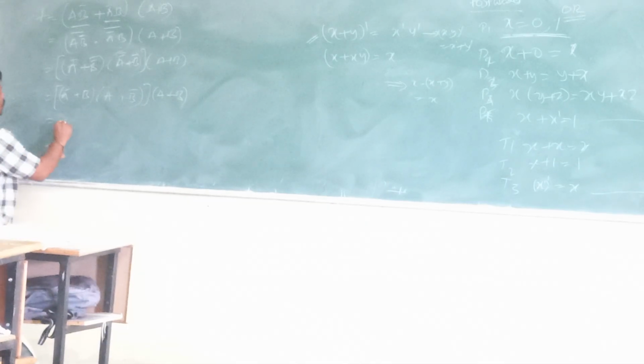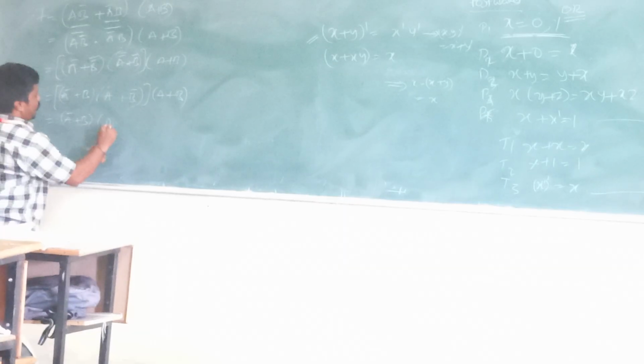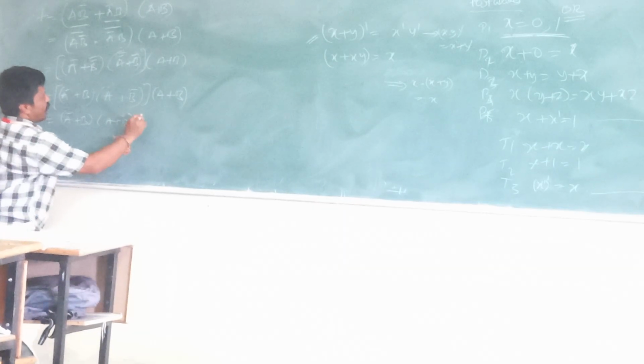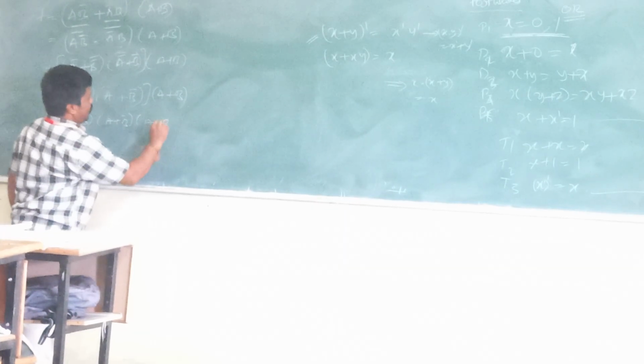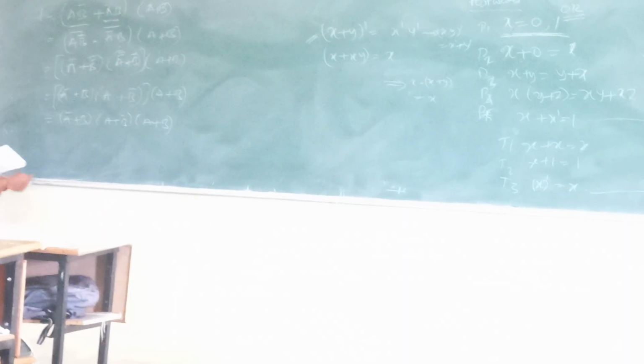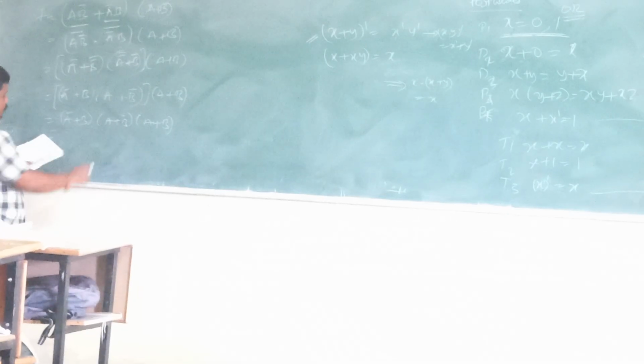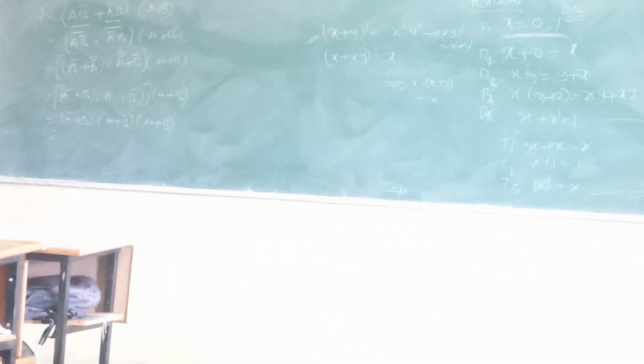But I can also write this as a' plus b plus ab' and also a plus b. Then we get the multiplication in all these terms. Then I have to multiply this. This is a' plus b, ab' plus b'.